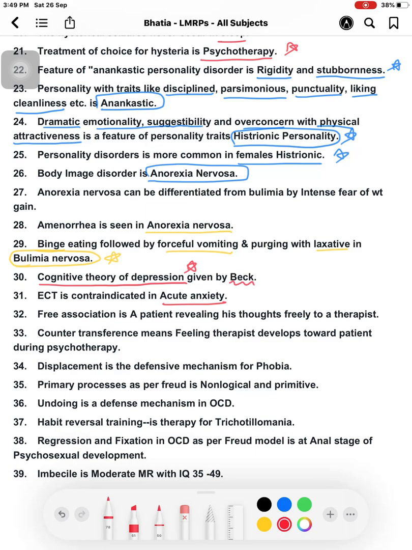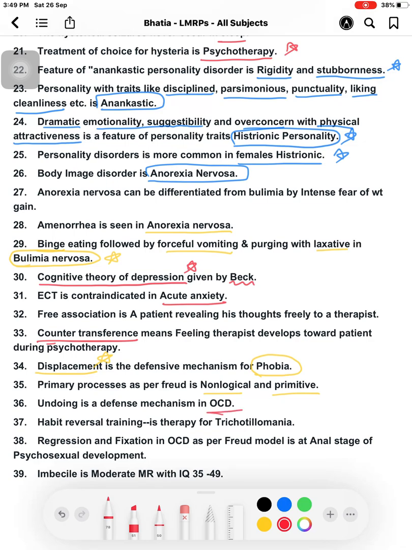Free association is a patient revealing his thoughts freely to a therapist. Counter-transference means feeling the therapist develops toward the patient during psychotherapy. Displacement is a defensive mechanism in phobia. They'll ask what is the defensive mechanism in phobia: displacement. This is important. Primary process as per Freud is non-logical and primitive.